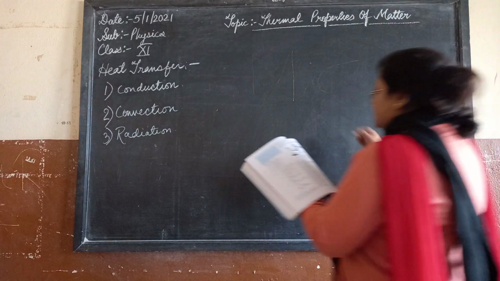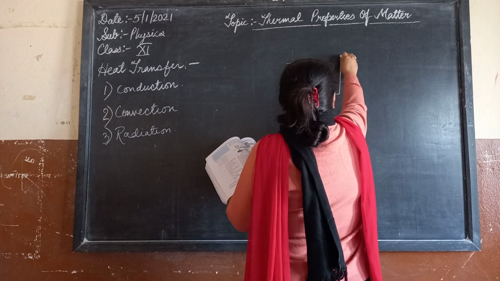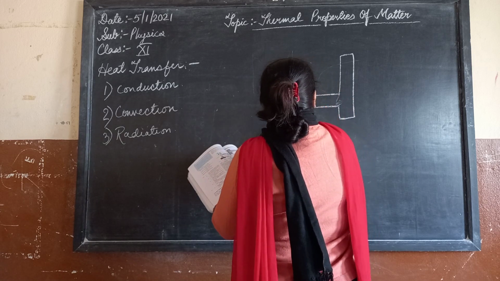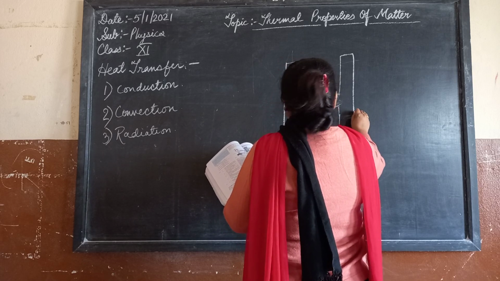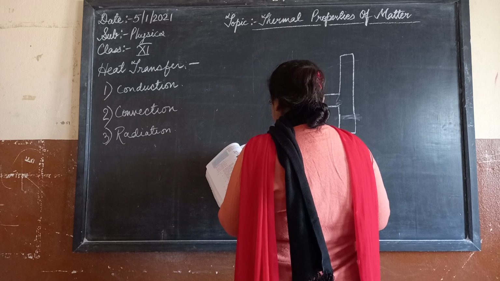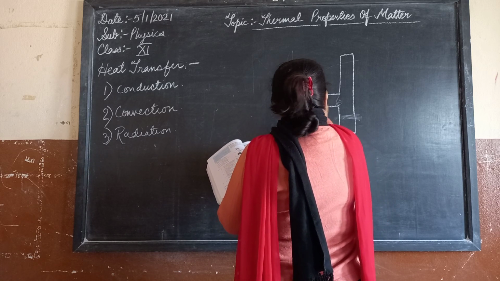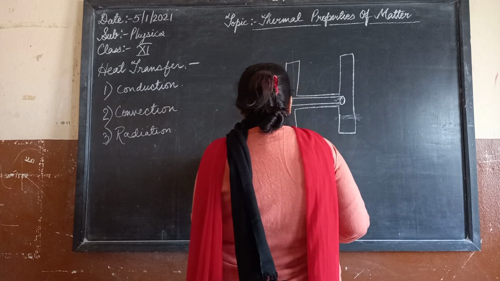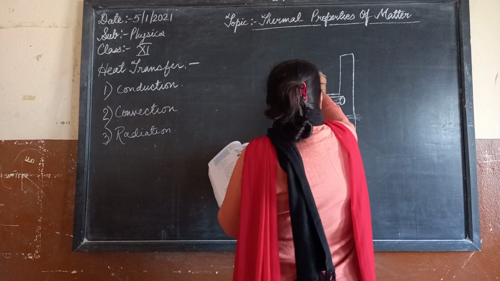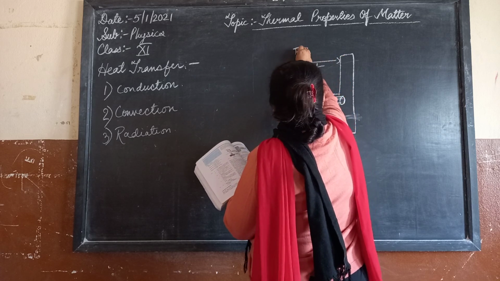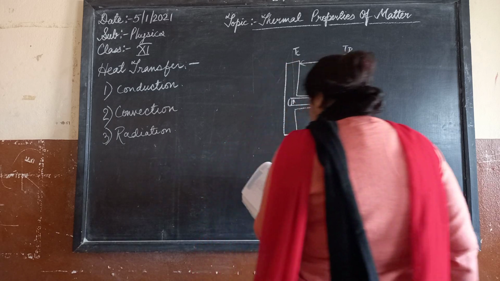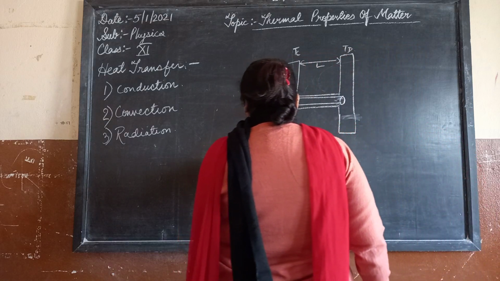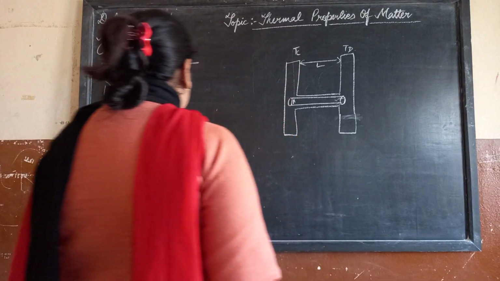So here we have taken the heat transfer with containers like this. This is the container. This is the rod in which the heat is flowing. This is Tc and this is Td. We have here the reservoirs at C.